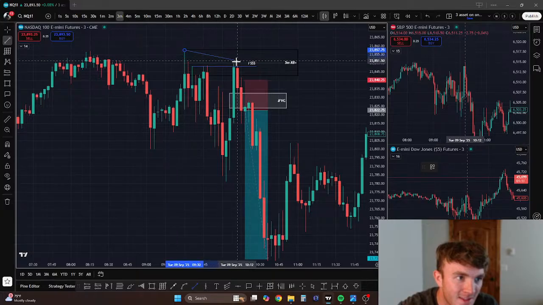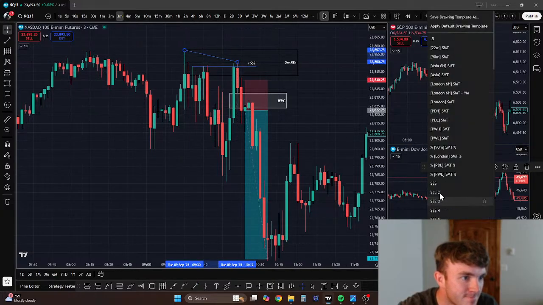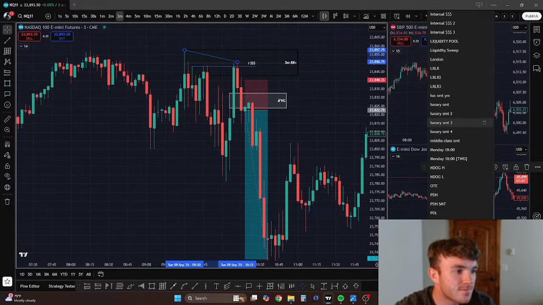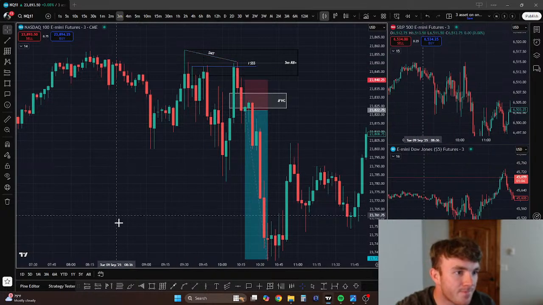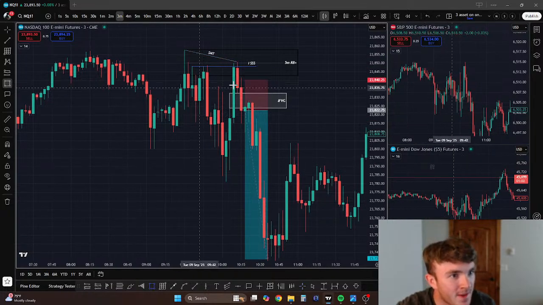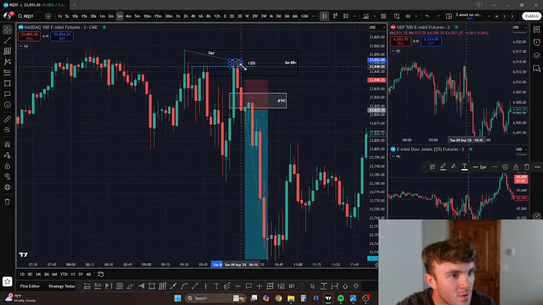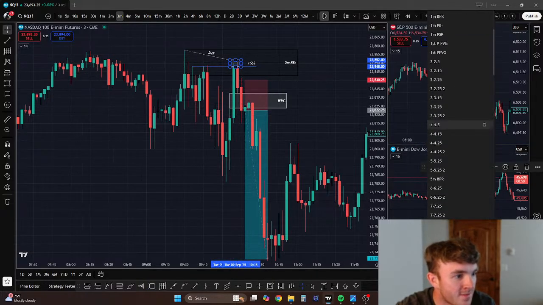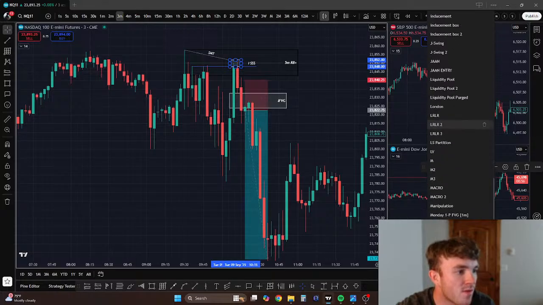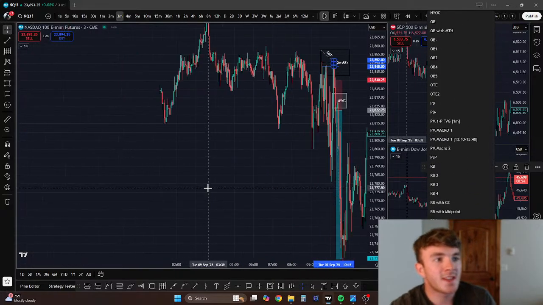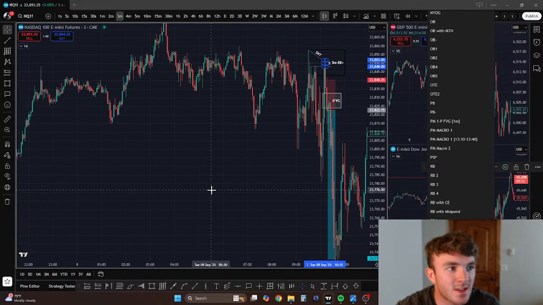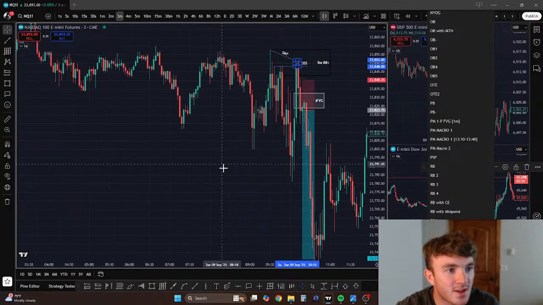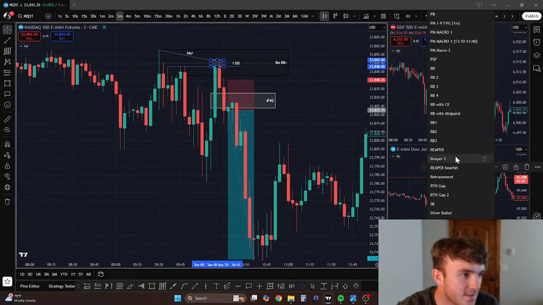Alright, S&T here. I like that one. I like that a lot. So 3 minute IPG. And once again, this just makes sense in the context of liquidity.